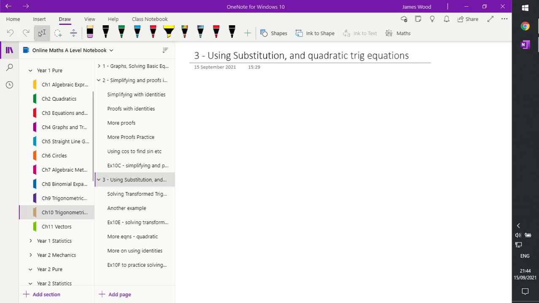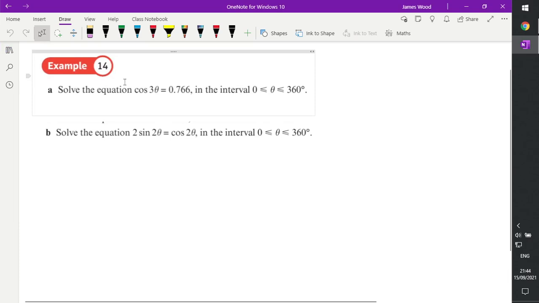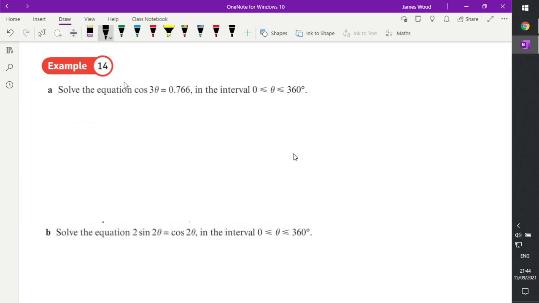Okay, this last lesson on this chapter on trigonometry is a little bit more about solving trigonometric equations and looking at some slightly more tricky ones. Now, if I've got an equation like this, cos 3 theta equals 0.766 between 0 and 360, what this means, hopefully you'll recall from when we did graphs and transformations in chapter 4, is taking the graph of cos theta and turning it into cos 3 theta. So we're going from f of theta to f of 3 theta, and hopefully you'll recall that that is a squash horizontally of 3.